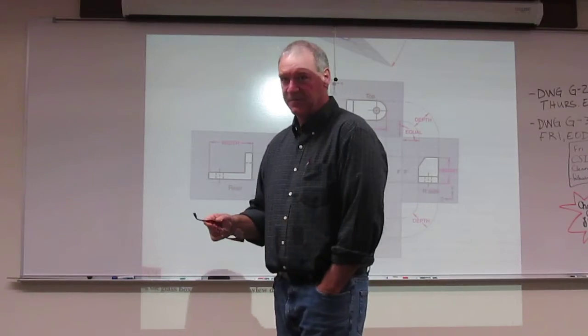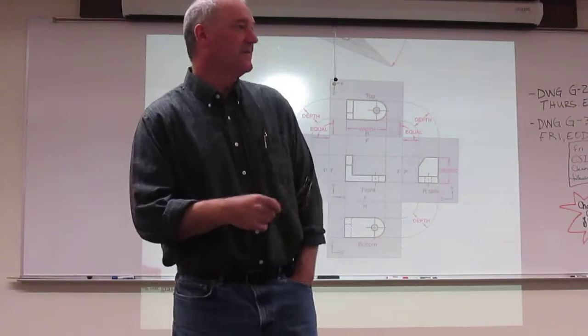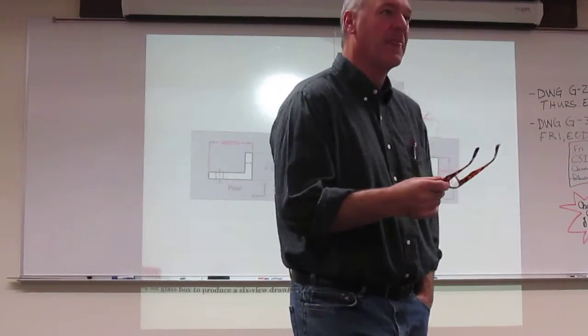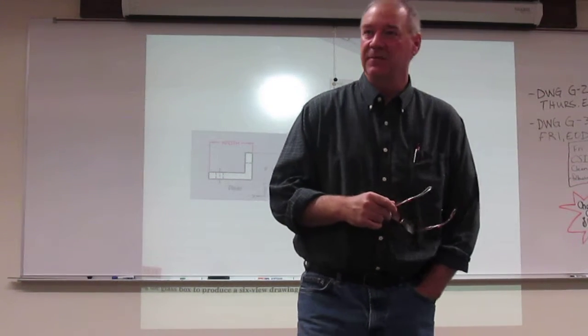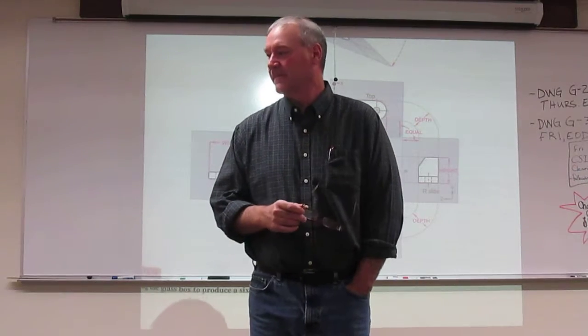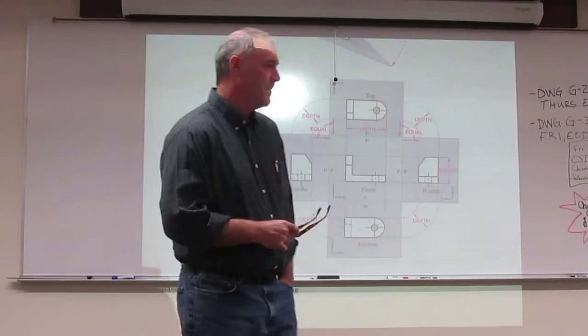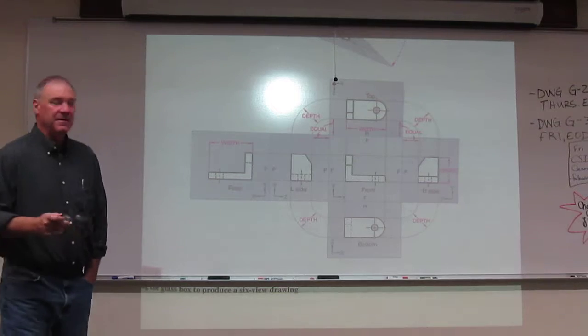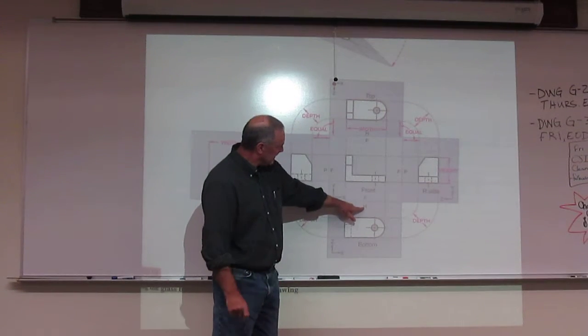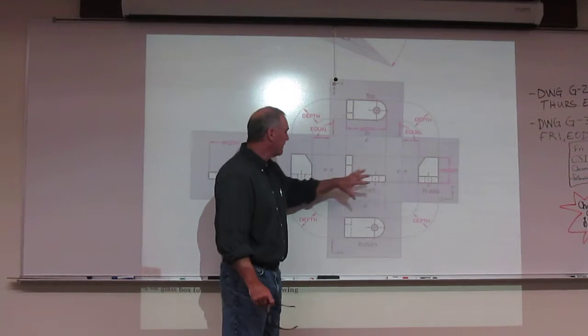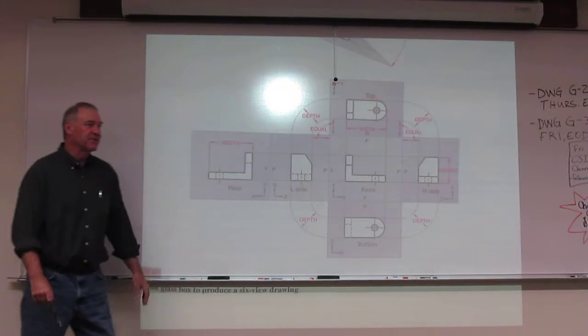You should also know the views created by these three planes of projection. The horizontal creates two views, right? Top and bottom. Frontal does two views, front and back. The profile does right and left. And then the dimensions that go with those views. Any questions on that? It's all shown right here where we have our fold lines, front, H, P, right, for all the different projection planes.